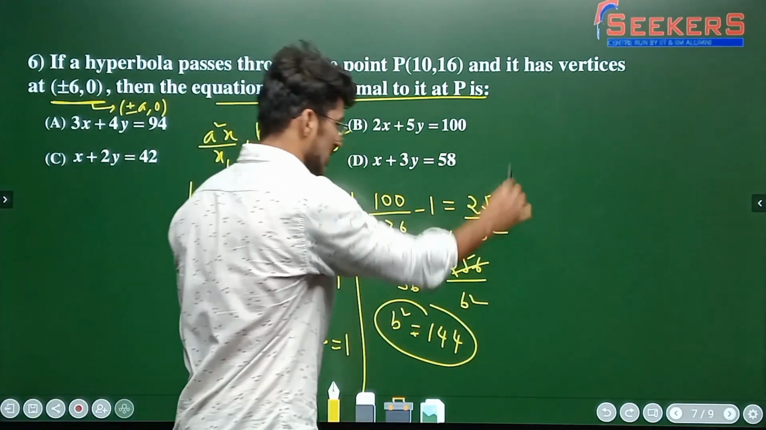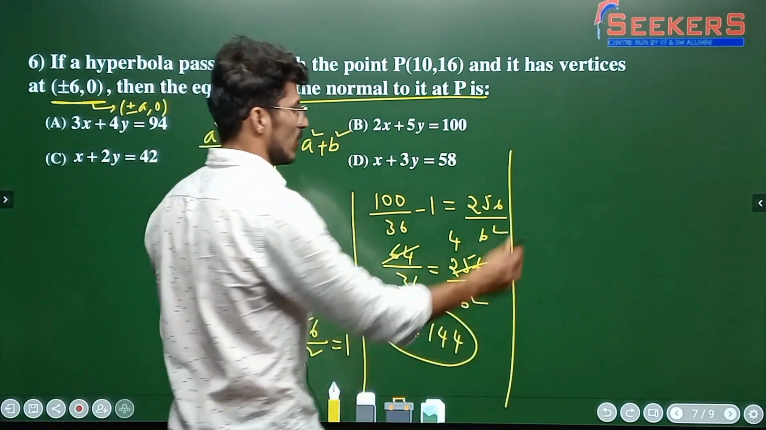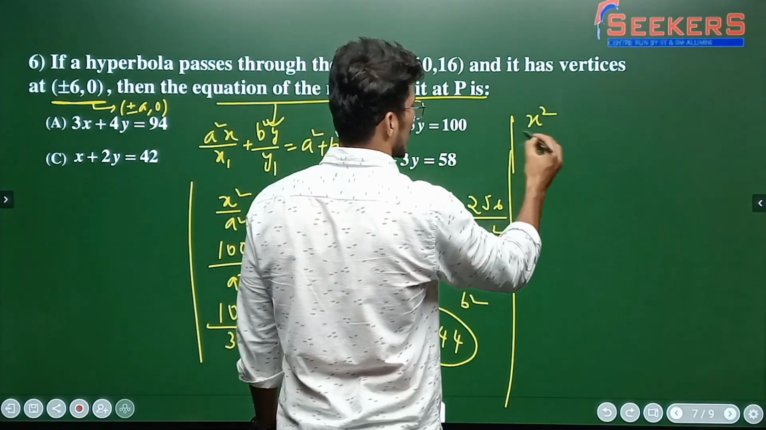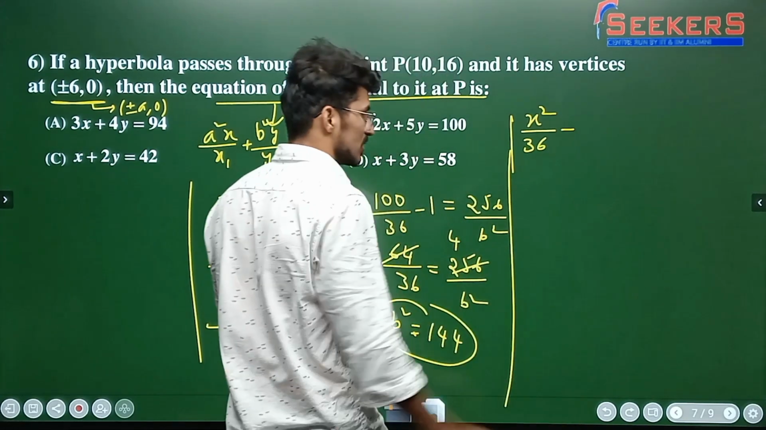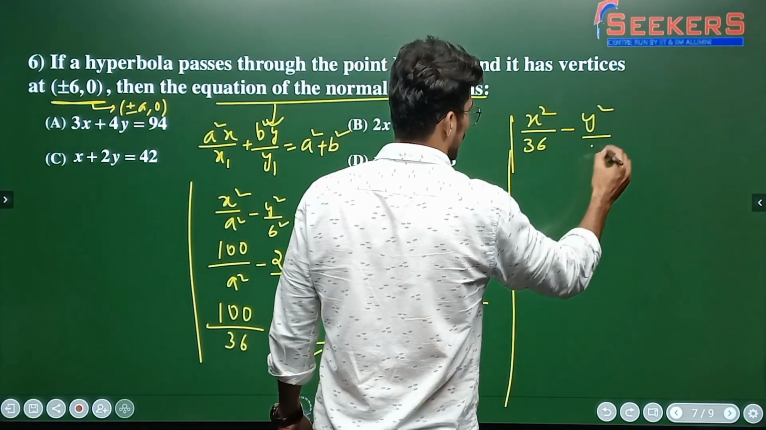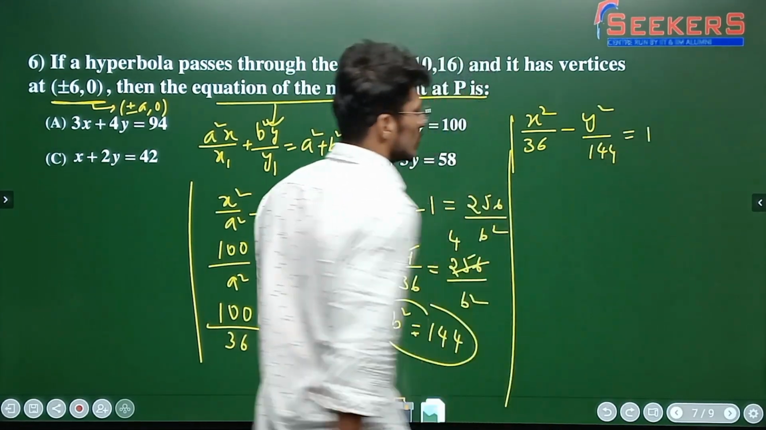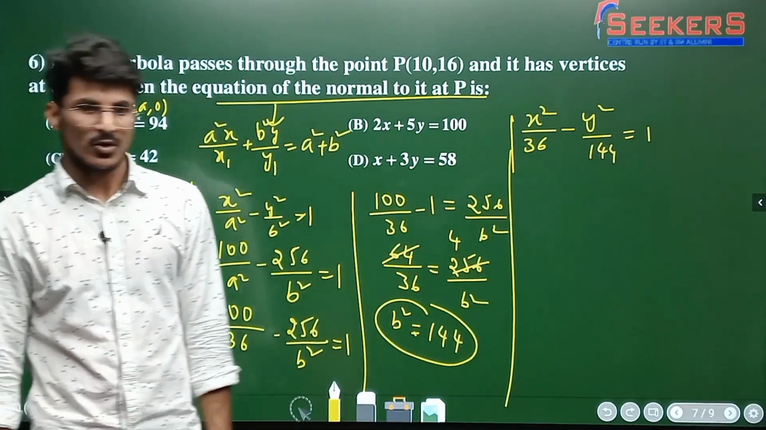So that's it now. Look at this. We'll try to write the equation of the hyperbola now. Equation of the hyperbola is x square by a square. A value we already know is 6, so a square is 36. And b square is 144, equal to 1. So now this is the equation of the hyperbola I got.